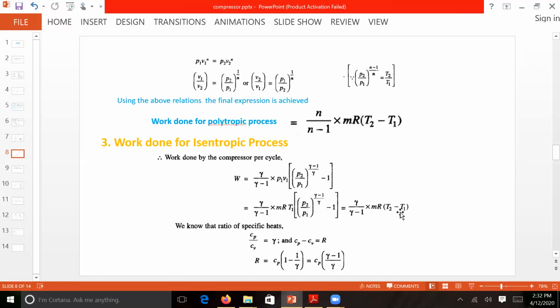Similarly, for the isentropic process, your n value will be gamma. This can be derived: Cp by Cv is equal to gamma, and Cp minus Cv is equal to R. So you can calculate R if you know gamma and Cp. This you must have studied in thermodynamics.